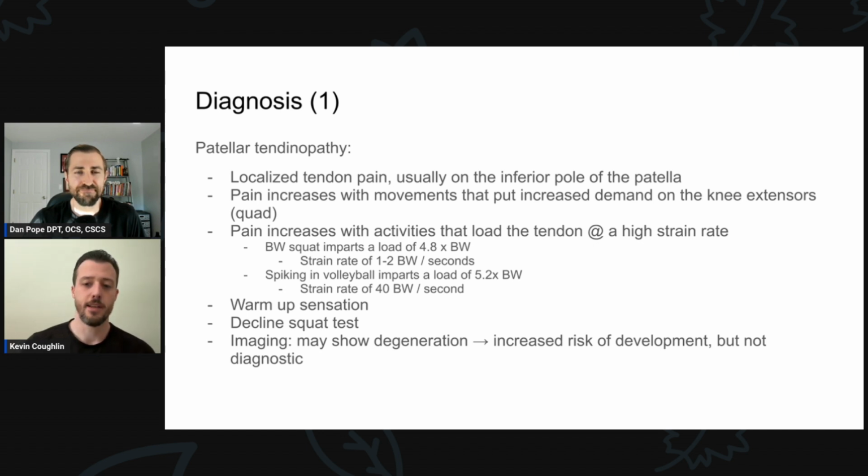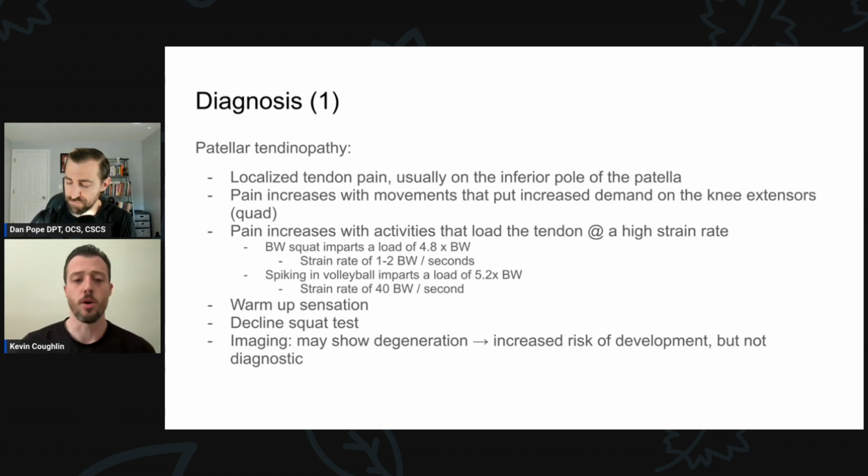So it's really that high strain rate, which you could think of as the speed of the movement, that's really going to load that patellar tendon more. So you might hear someone say they have some patellar tendon pain with squatting, but more commonly it's going to be those high strain rate things. Someone that is jumping explosively is more likely to have a source of pain.